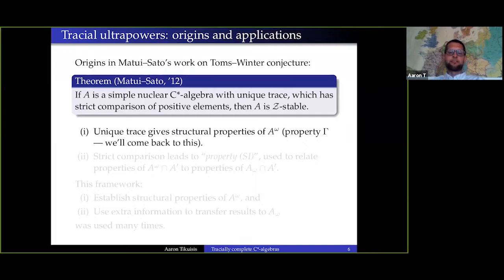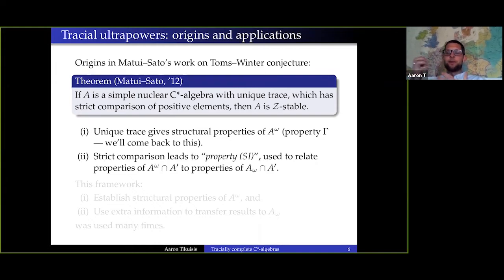The fact that we had unique trace means, as we saw before, this tracial ultrapower is a von Neumann algebra in this case. So it gives very powerful structural properties of A omega, and in a sense the key property that they needed is property gamma, which we'll come back to later. That gives us these things about A upper omega, but remember, this tracial ultrapower forgets a lot of things about A. So other things are needed to bring it back to get a property of A. A being Z stable is a much finer property that you don't see just by looking at some GNS representation of A.